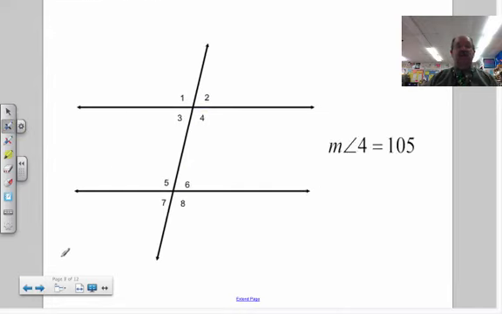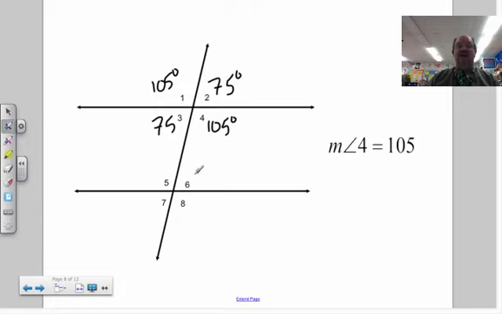And so problems that we're going to see are, say I tell you that angle 4 is 105 degrees. Can you tell me what all the rest of the angles are and why? Well, angle 1 is going to be 105 degrees because they're vertical angles. Angle 2 is going to be 75 degrees because they're a linear pair. They add up to 180 degrees. And 75 over here, either because these are vertical or because those are a linear pair.